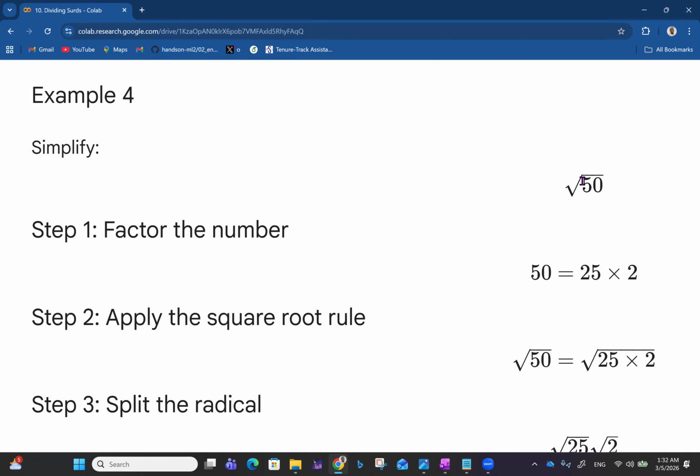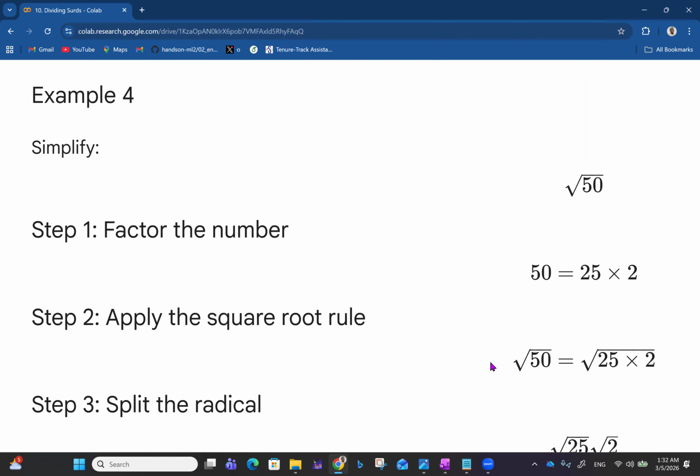In example 4, you want to simplify root 50. You factor 50, right? In a previous video, we talked about factor trees, where you keep dividing until you get the number as a product of prime factors. So 50 is 25 times 2, for instance. This is the biggest square root.